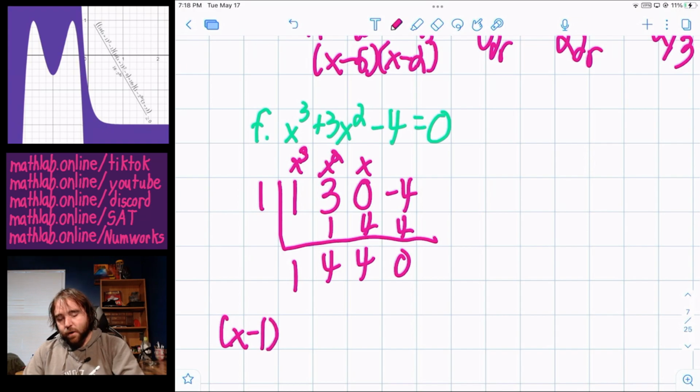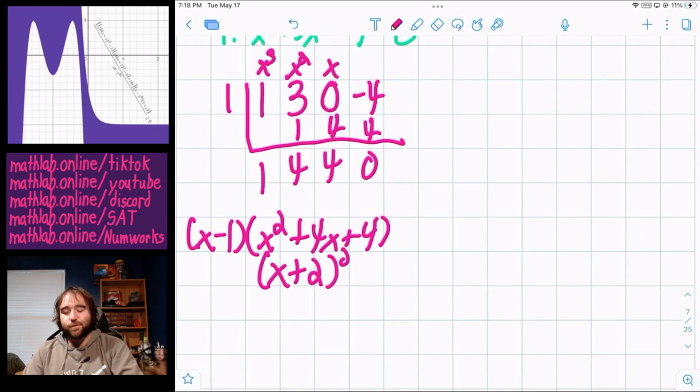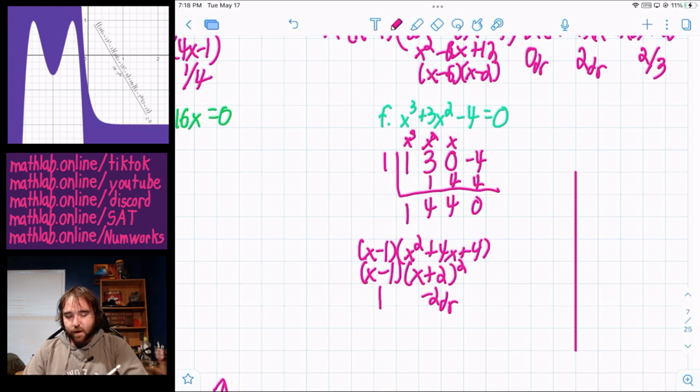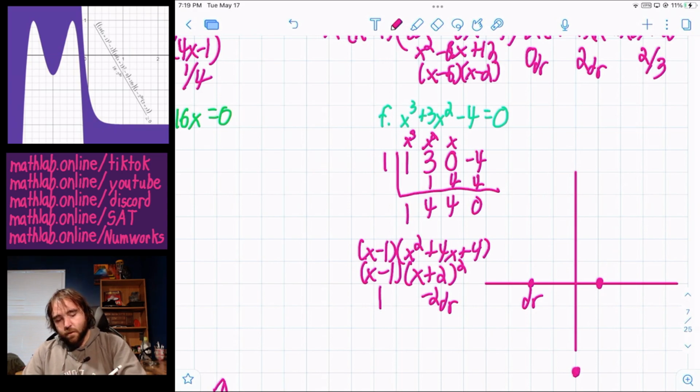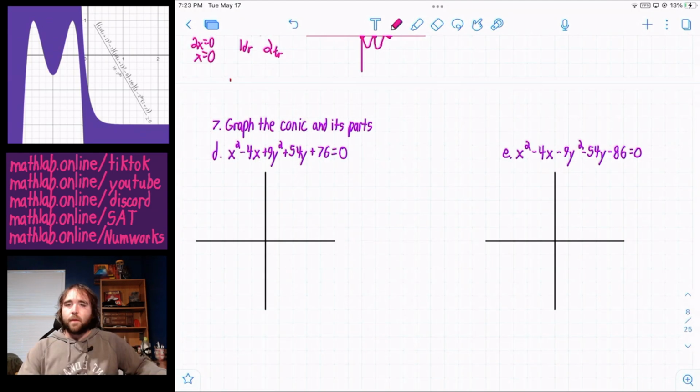So we got x minus 1, and then x squared plus 4x plus 4. Hopefully we can see before we even write that that's x plus 2 squared. So we've got 1 and negative 2 double roots. So let's pop that on. 1, negative 2 double roots, negative 4 with the y-intercept. Boom. And a boom. And there we go.